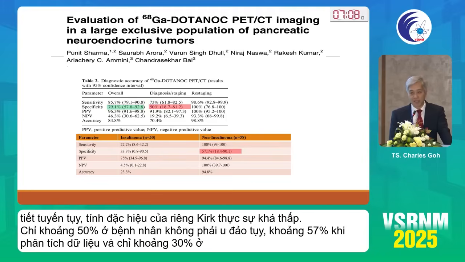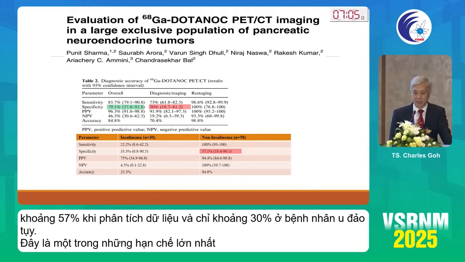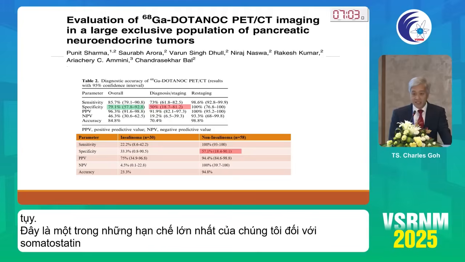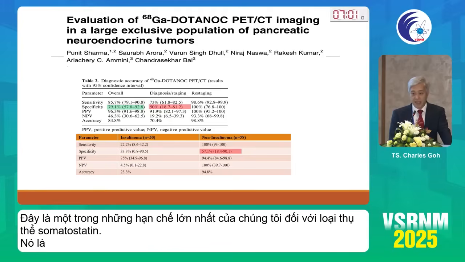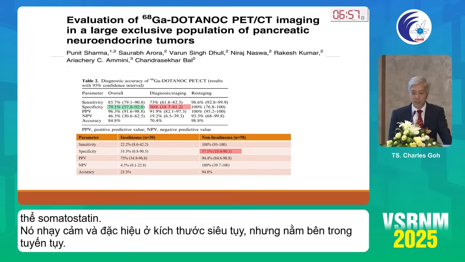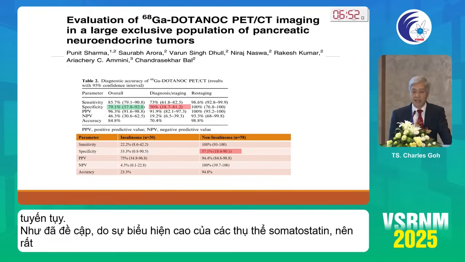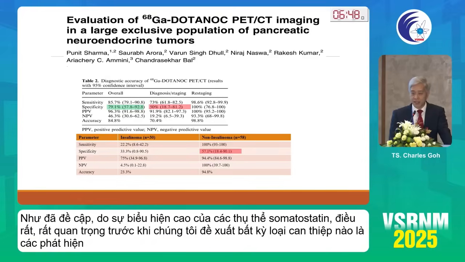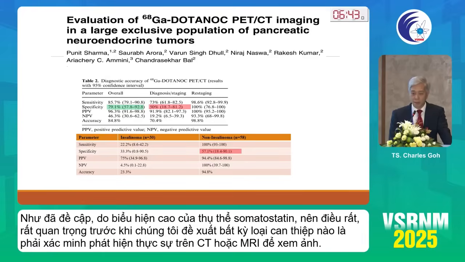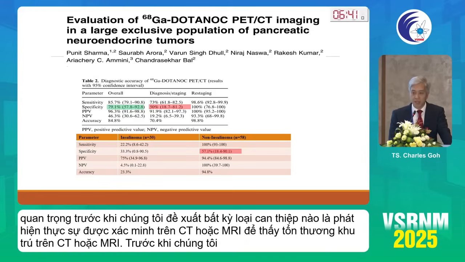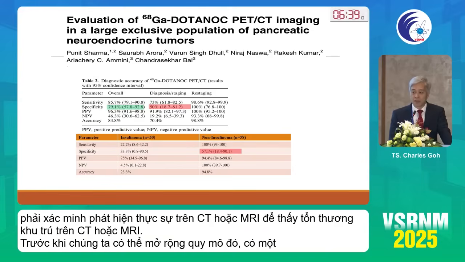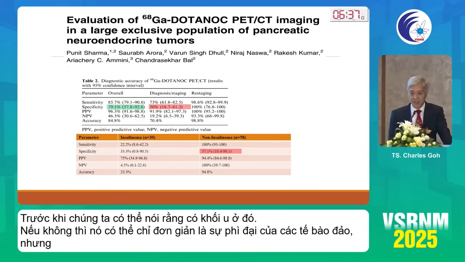This is one of the biggest limitations that we have for somatostatin receptor PET. It is sensitive and specific in extrapancreatic sites, but within the pancreas, as mentioned, because of the high expression of somatostatin receptors, it is very, very important before we recommend any sort of intervention that the finding is actually verified on either CT or MR. We need to see a focal lesion on CT or MR before we can say that there is a tumor there. Otherwise, it may simply be hypertrophy of the islet cells, but no true lesion is present.